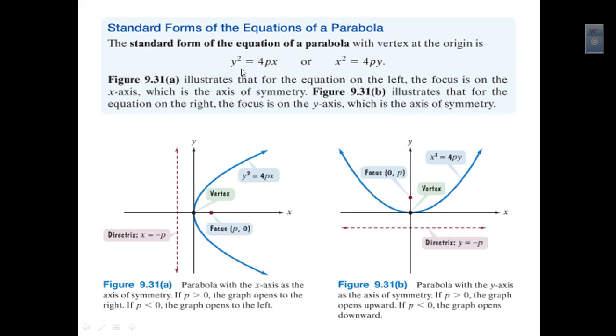Like, for instance, here, with this one, we know it's left and right. Well, right is positive, left is negative. Here we know it's opening up and down. Up is positive, down is negative. So that's depending on the p.